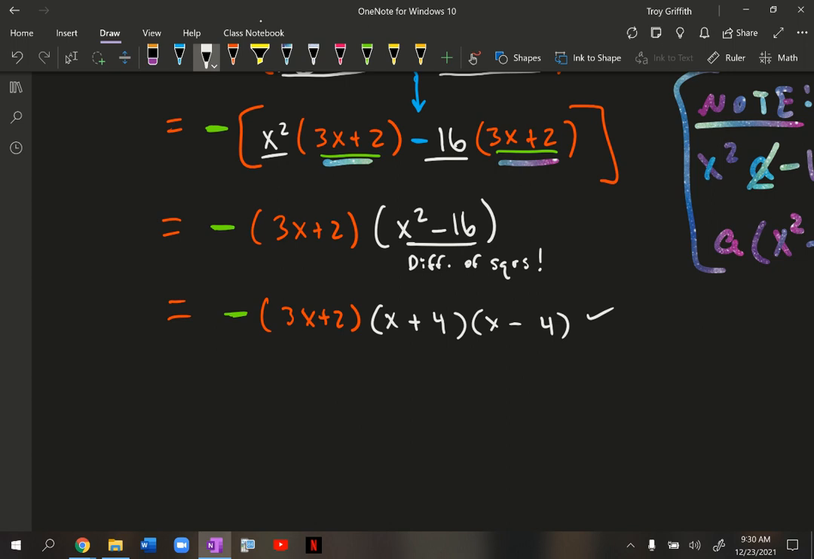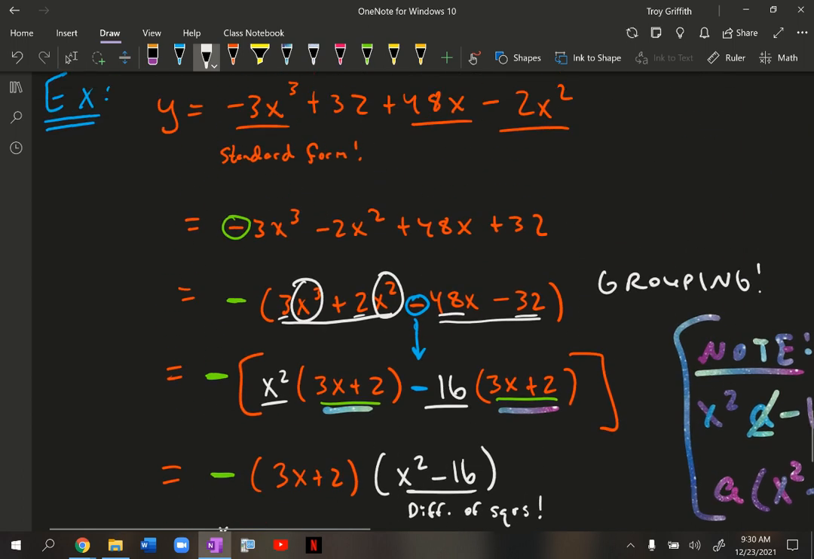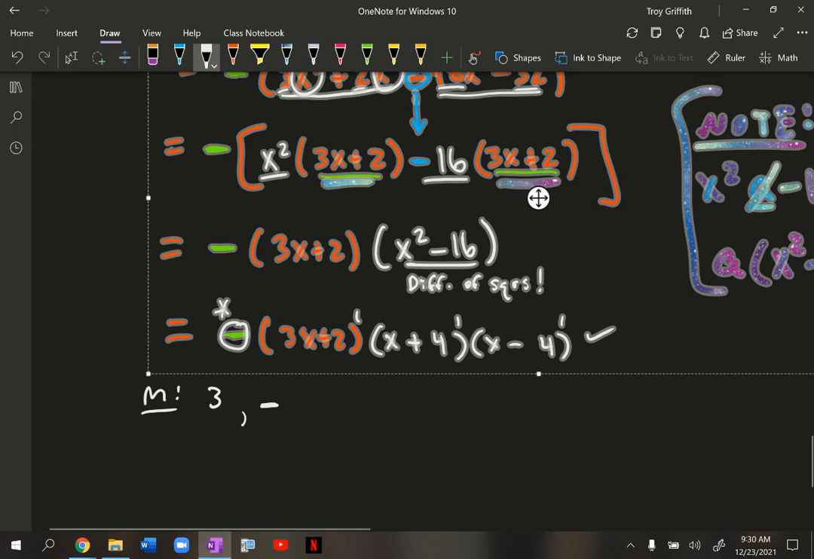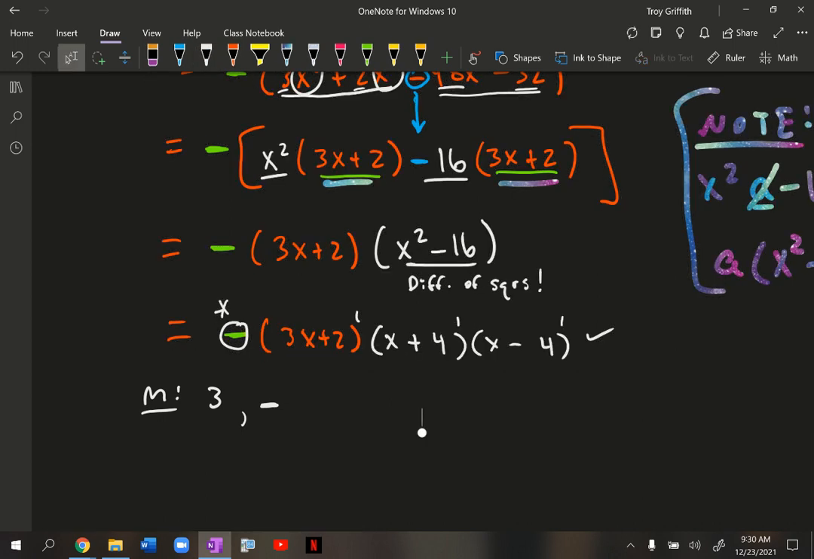Okay, so let's start out with multiplicity. So this negative does not add to the multiplicity. It does make the multiplicity negative, but it does not add to the multiplicity. Instead, we just think about what are the exponents on all of these. 1, 1, and 1. 1 plus 1 plus 1 is 3. And guess what? At the very beginning, the highest power we saw was 3. So that matches up. Whatever you started with, you should have the same multiplicity at the end. So once again, this is odd and negative. Okay, so odd and negative is, just like the last example, up on the left and down on the right.